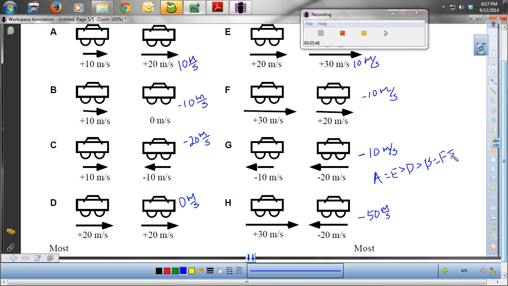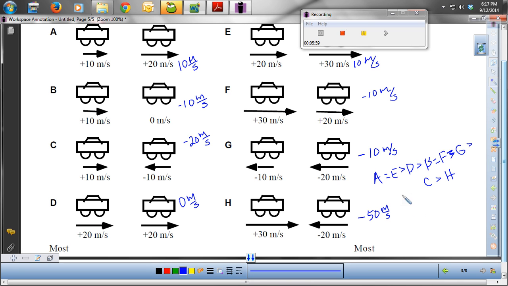I'm sorry, I should have had an equal sign right there, because G is equal to those other little rascals. Alright, so I got that one, and then I needed a negative 20 and a negative 50, so that would be C, which is greater than H. So if I didn't skip any, I think we're good to go.